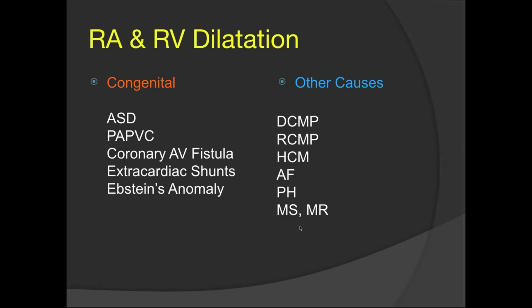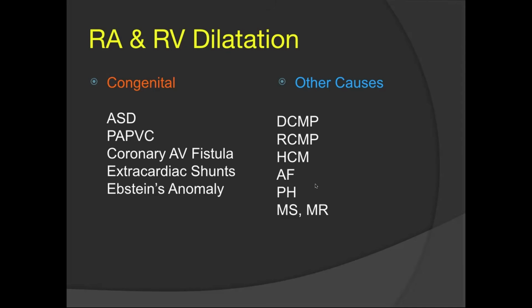ASD, partial anomalous pulmonary venous connection, coronary AV fistula, extracardiac shunts, Ebstein's anomaly. These are common congenital anomalies. You can also add carcinoid heart disease, etc., which are quite rare. Uhl's anomaly, rare causes, but this is a list of common conditions which we should suspect and rule out in our patients.